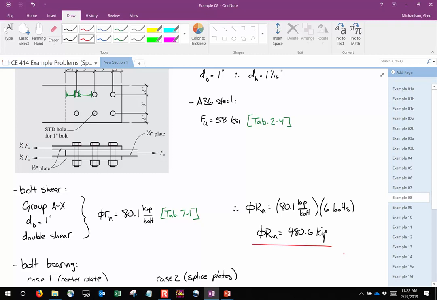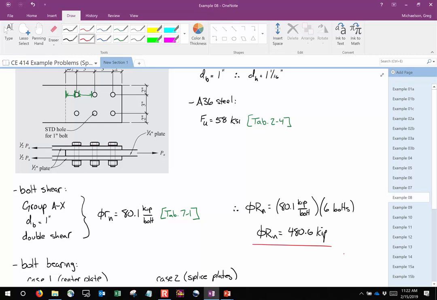Make sense? So that's what governs the capacity of the section. Now, are there other limit states that we should address for this connection? Well, of course there are. There's gross section yielding, there's net section fracture, there's block shear. There's all sorts of different limit states that we could assess for this connection. And you all know how to do that.